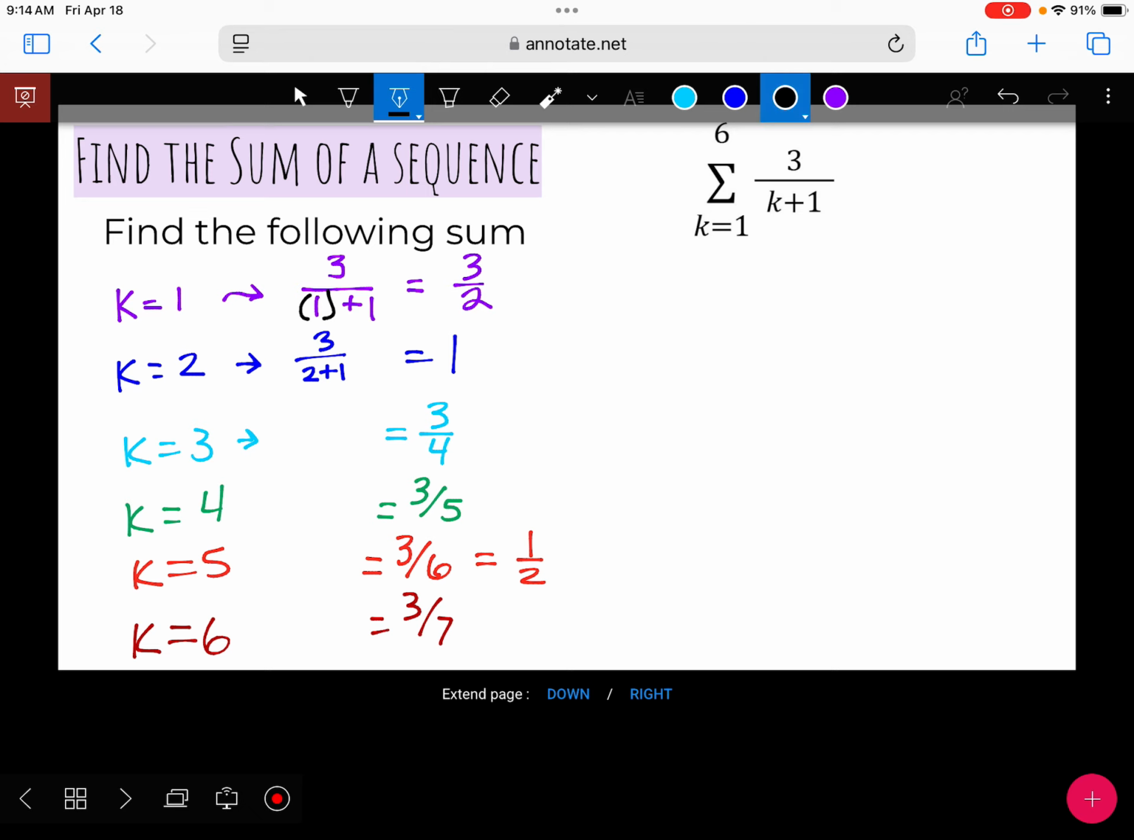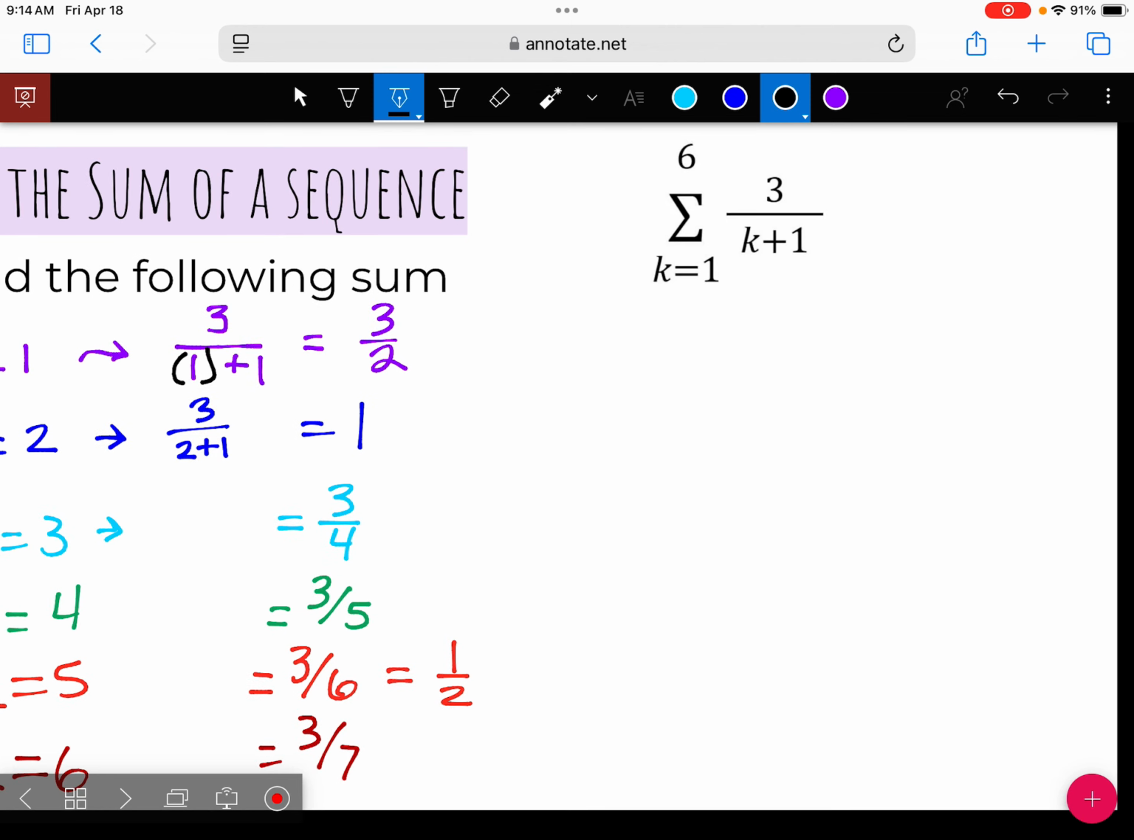Okay, so then we're going to find the sum. We need to add those up. I was going to say you can either use a common denominator or we can put them in the calculator. I don't know which path I'm taking. 3/2 plus 1 plus 3/4 plus 3/5 plus 1/2 plus 3/7.